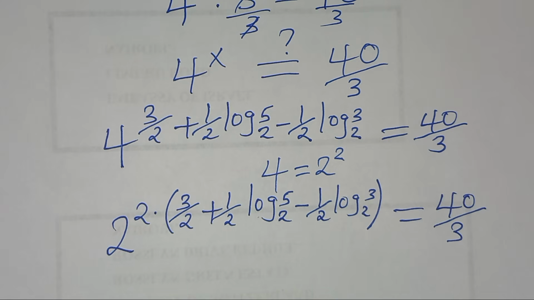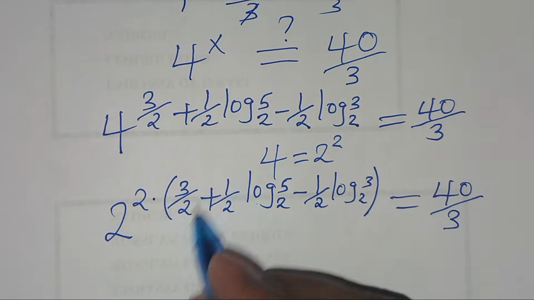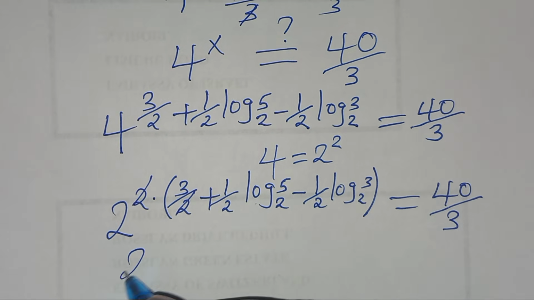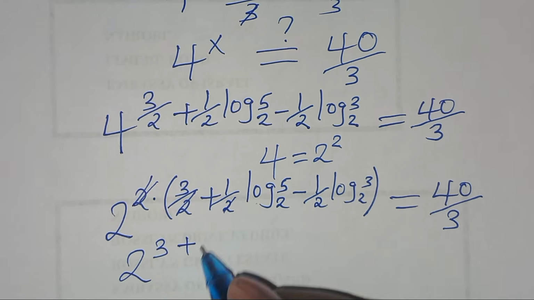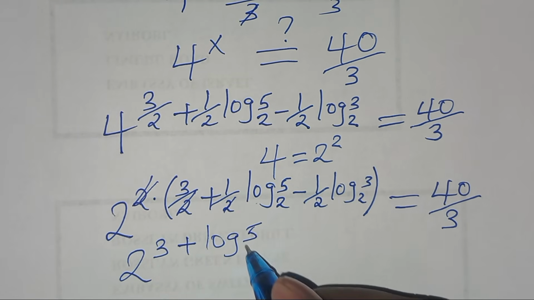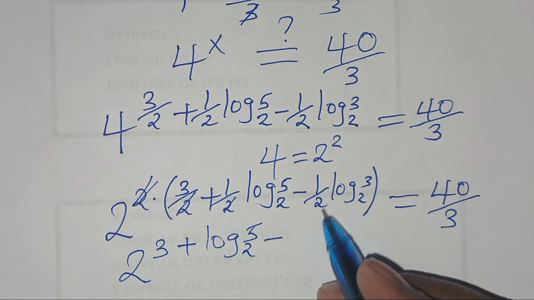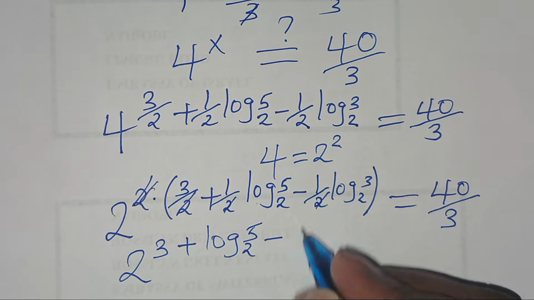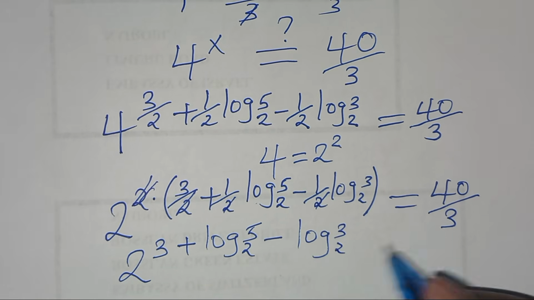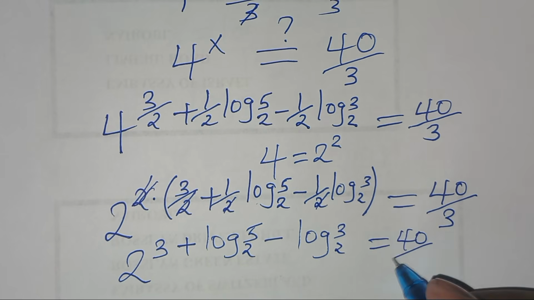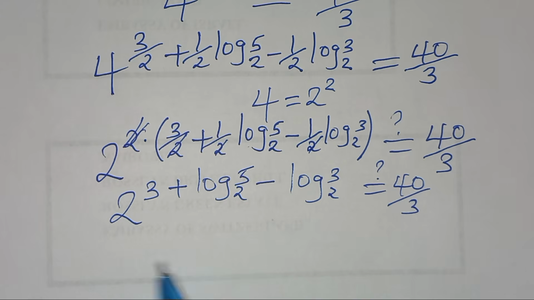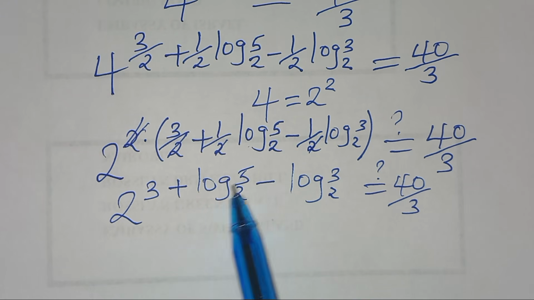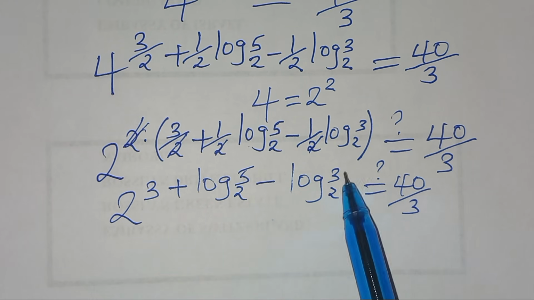So let's simplify here by 2 by 2, so that we have 2 to the power 3 plus, now here 2 and 2 simplify, so we have log 5 to base 2 subtract, now this is a half, 2 and 2 simplify, so subtract log 3 to base 2. This should give us a value of 40 divided by 3. Let's check if this is true.